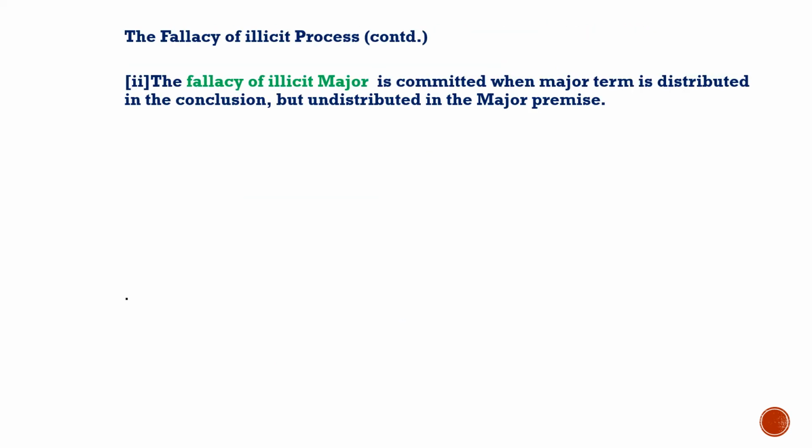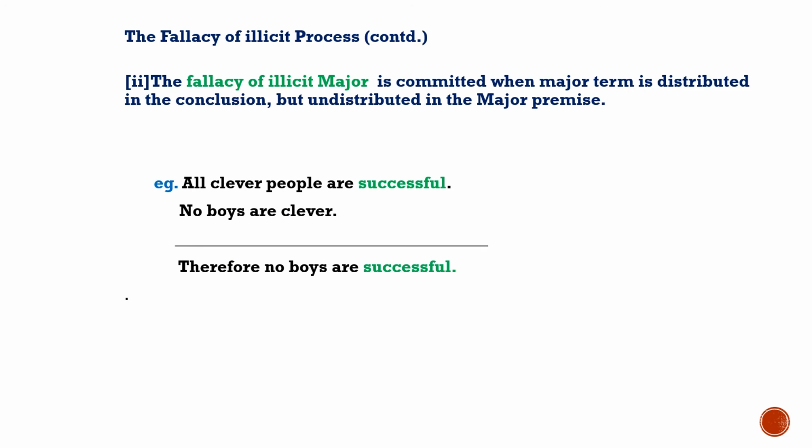Let us understand the second fallacy of illicit process, that is the fallacy of illicit major. It is committed when the major term is distributed in the conclusion but undistributed in the major premise. Let us take an example. All clever people are successful. No boys are clever, therefore no boys are successful.